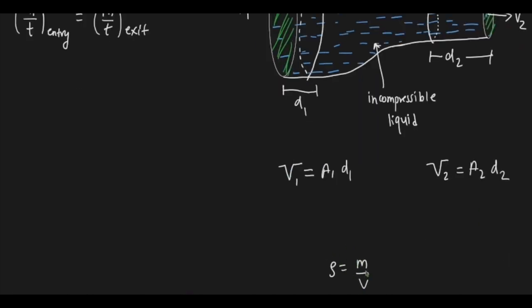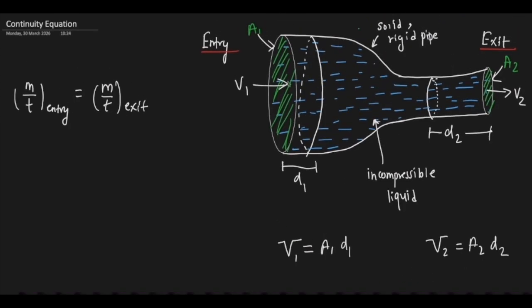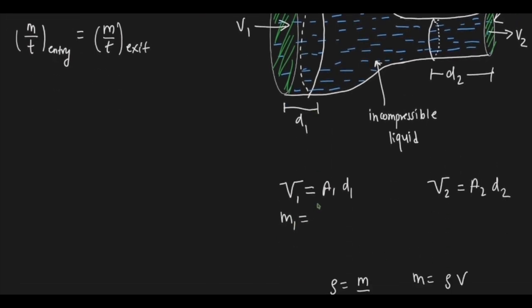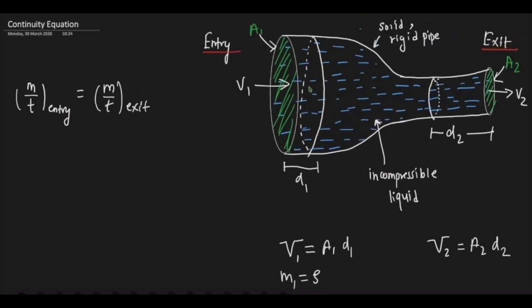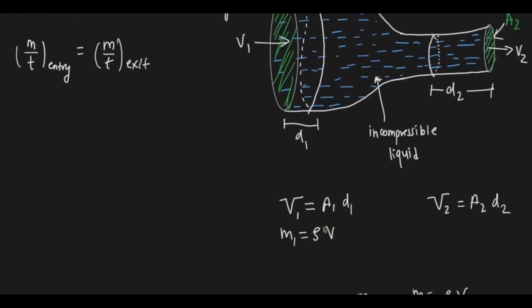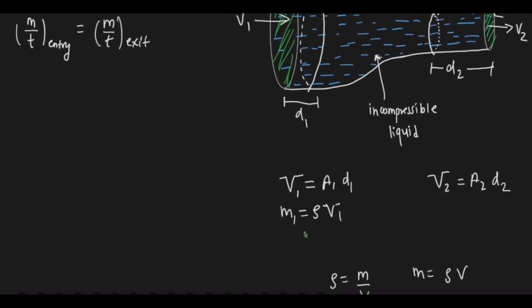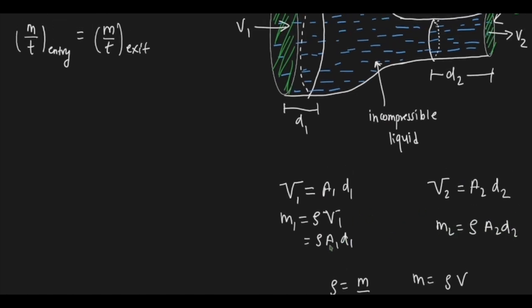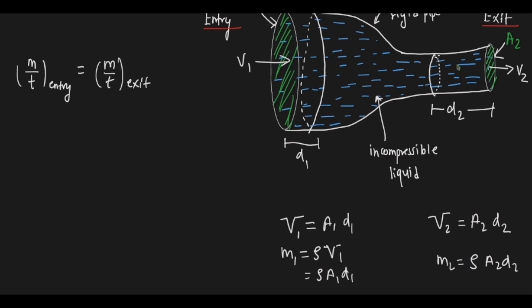We know the density equals mass by volume. Then the mass equals density times volume. So the mass of this section would be M1 equals density of this section rho times the volume V1, which would be equal to rho A1 D1. Mass of this section would be M2 equals, similarly, rho A2 D2. And notice that the density is the same because it is the same liquid, and we considered incompressible liquid, so that means the density in this section is equal to the density in this section.